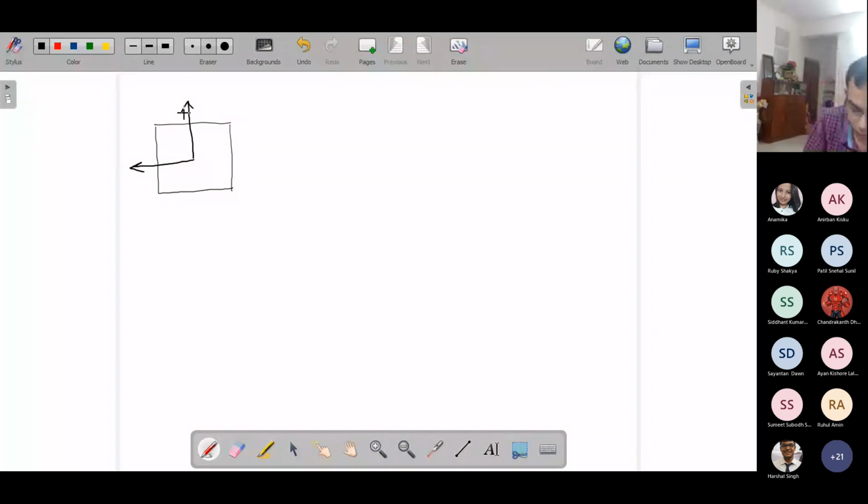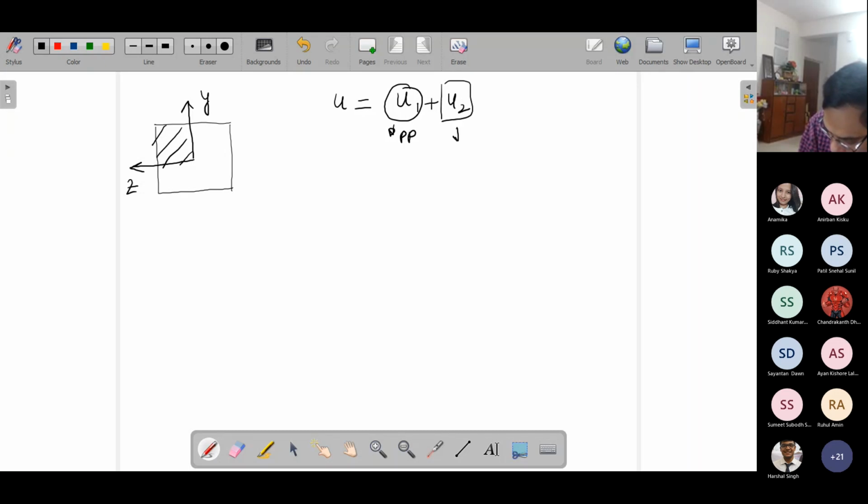So y-axis and z-axis, and I'm just recapitulating the mathematical definition of the problem so that we can go ahead. So we decomposed the solution into two parts, u equal to u1 plus u2. u1 is the parallel plate channel solution, and u2 is what we are trying to obtain now by the following differential equation.